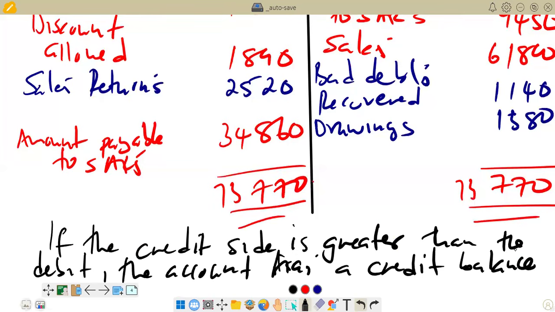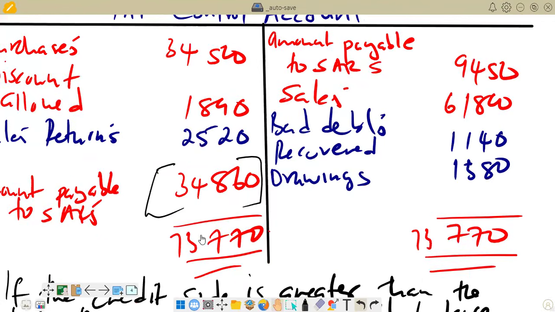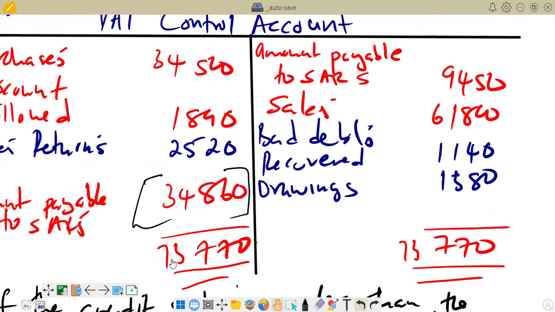On the calculation of the amount payable to, this is the amount that we have. You can present it in the form of a formula, starting with the credit side because that's the greater side: 9,450 plus 16,800 plus 1,140 plus 1,380 minus 34,500 minus 1,890 minus 2,520, and you get 34,860. As simple as that. So this is what we have in this video.